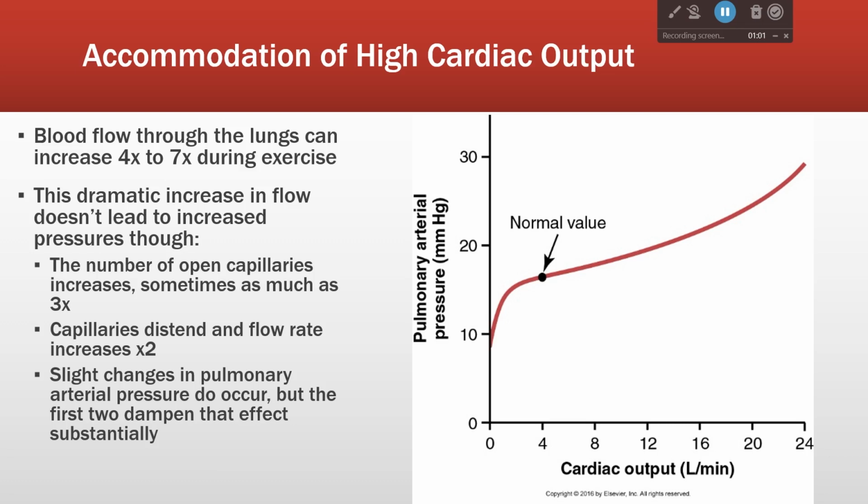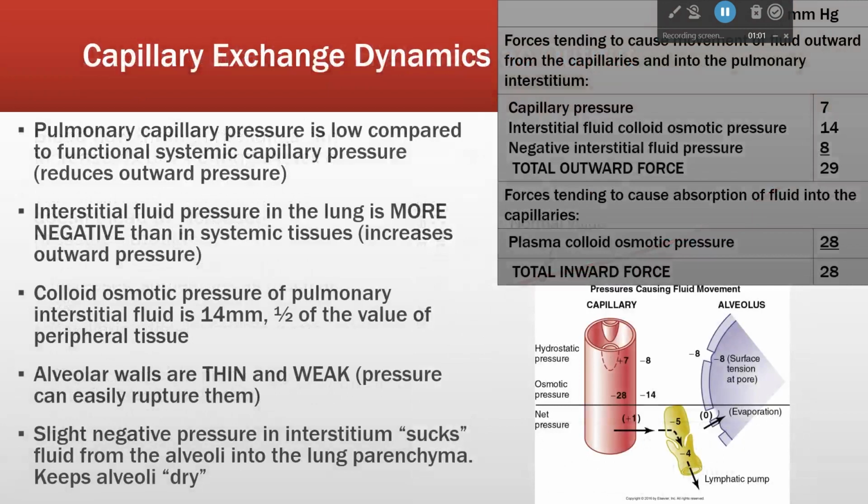Now, slight changes in pulmonary pressure do occur, but these two effects, because of auto-regulation, dampen that effect out substantially. Short version of this whole slide: the lungs can accommodate a very large change in volume without a big change in pressure on the perfusion side. And that's good, because essentially this means that all we need to do to make the lungs work better is move more air through them, because they can accommodate plenty of blood flow.